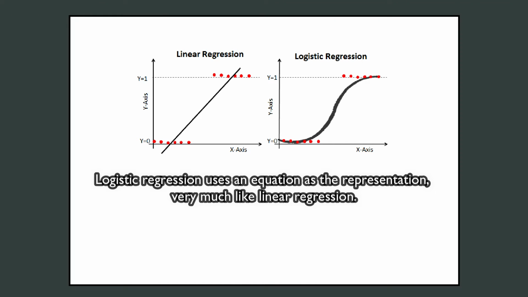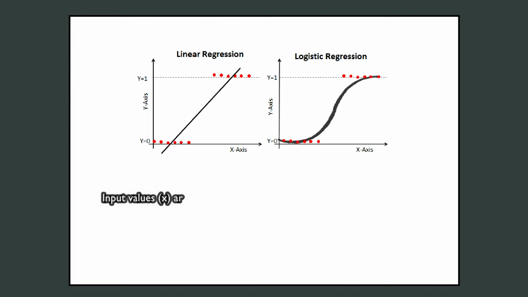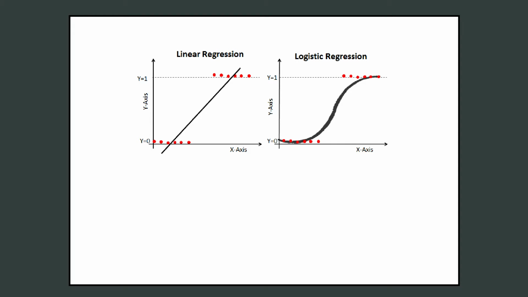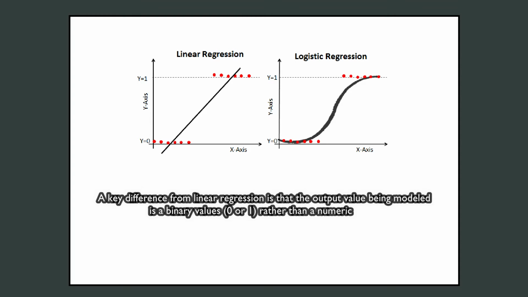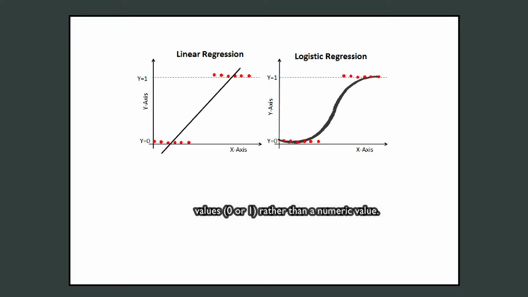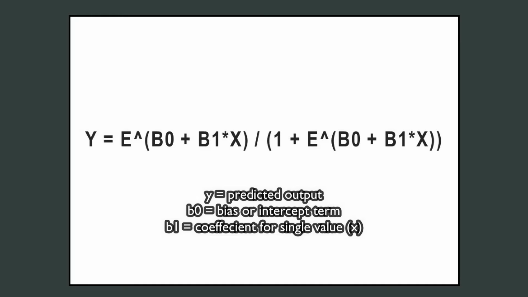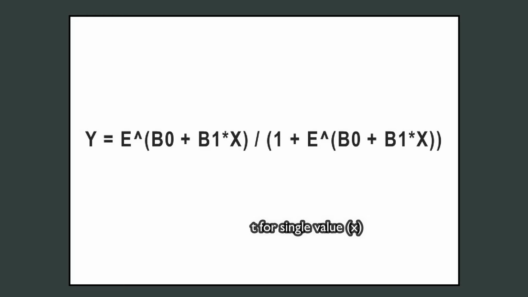Logistic regression uses an equation as the representation, very much like linear regression. Input values, x, are combined linearly using weights or coefficient values, referred to as the Greek capital letter beta, to predict an output value, y. A key difference from linear regression is that the output value being modeled is a binary value, 0 or 1, rather than a numeric value. This is an example of a logistic regression equation, where y is the predicted output, b0 is the bias or intercept term and b1 is the coefficient for the single input value, x.